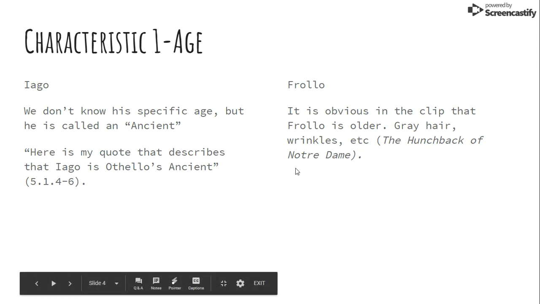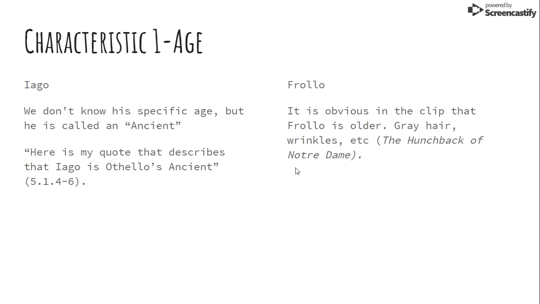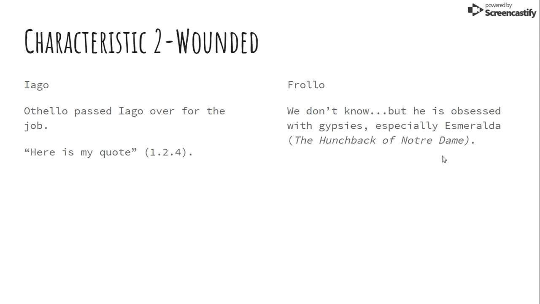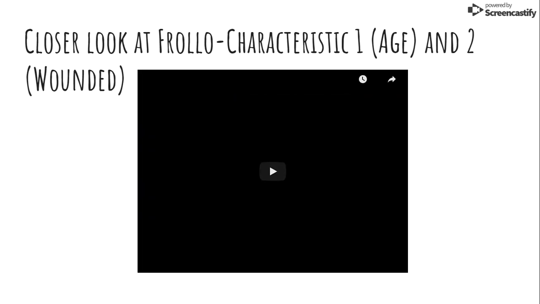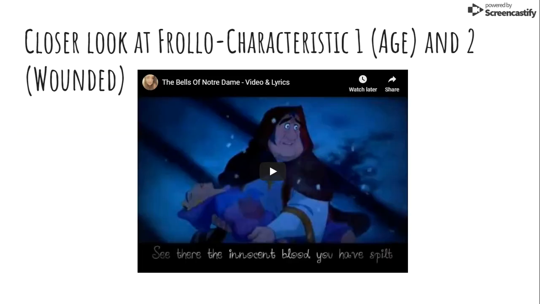So again, notice that I'm doing kind of more bullet points, short sentences, instead of just paragraphs of text. You'll also notice that I have a quote for Iago with a citation and my citation for Frollo, the Hunchback of Notre Dame. Go into my second characteristic of wounded. Again, kind of talk about Iago. And then for Frollo, we don't know, but he's obsessed with gypsies, especially Esmeralda. So both of those two characteristics for Frollo went from this one video, but I talked about different aspects of it. Now, when you guys are presenting to class, you would actually play your video clip.